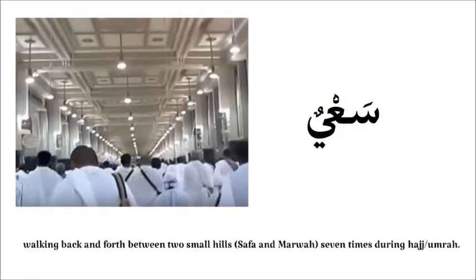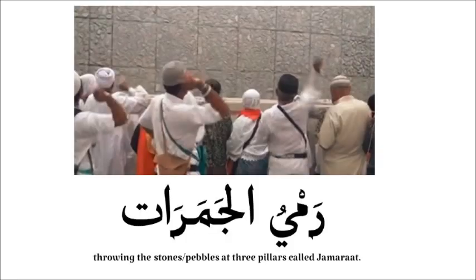Sa'i. Sa'i is walking back and forth between 2 small hills, Safa and Marwa, 7 times during Hajj or Umrah. Ramyul Jamarat. Ramyul Jamarat is throwing the pebbles at 3 pillars called Jamarat.